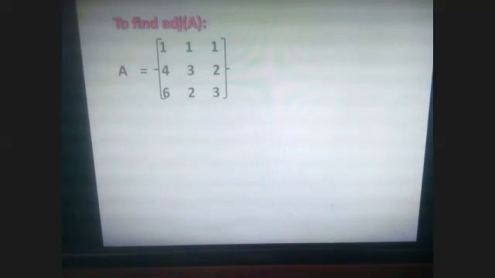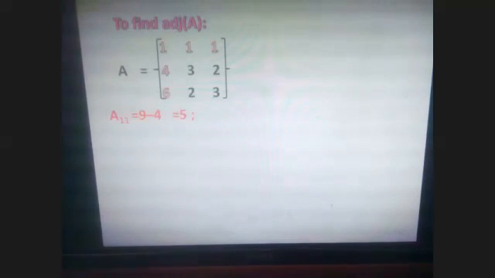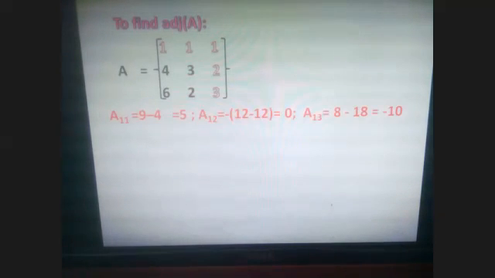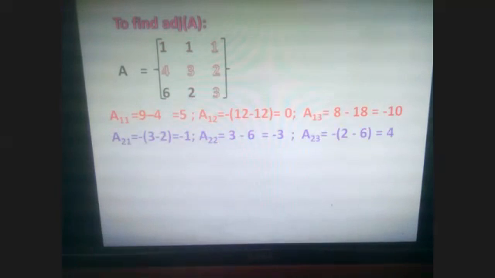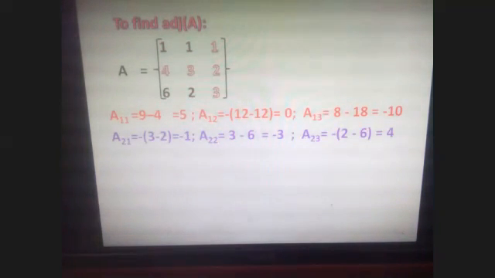Well, to find adjoint of A, we have the same procedure. A11 will be 9 minus 4, that is 5. A12 will be minus of 12 minus 12, that is 0. A13 will be plus of 8 minus 18, that is minus 10. A21 will be minus of 1 minus 3 minus 2, that is minus 1. A22 will be plus of 3 minus 6, that is minus 3. A23 will be minus of 2 minus 6.